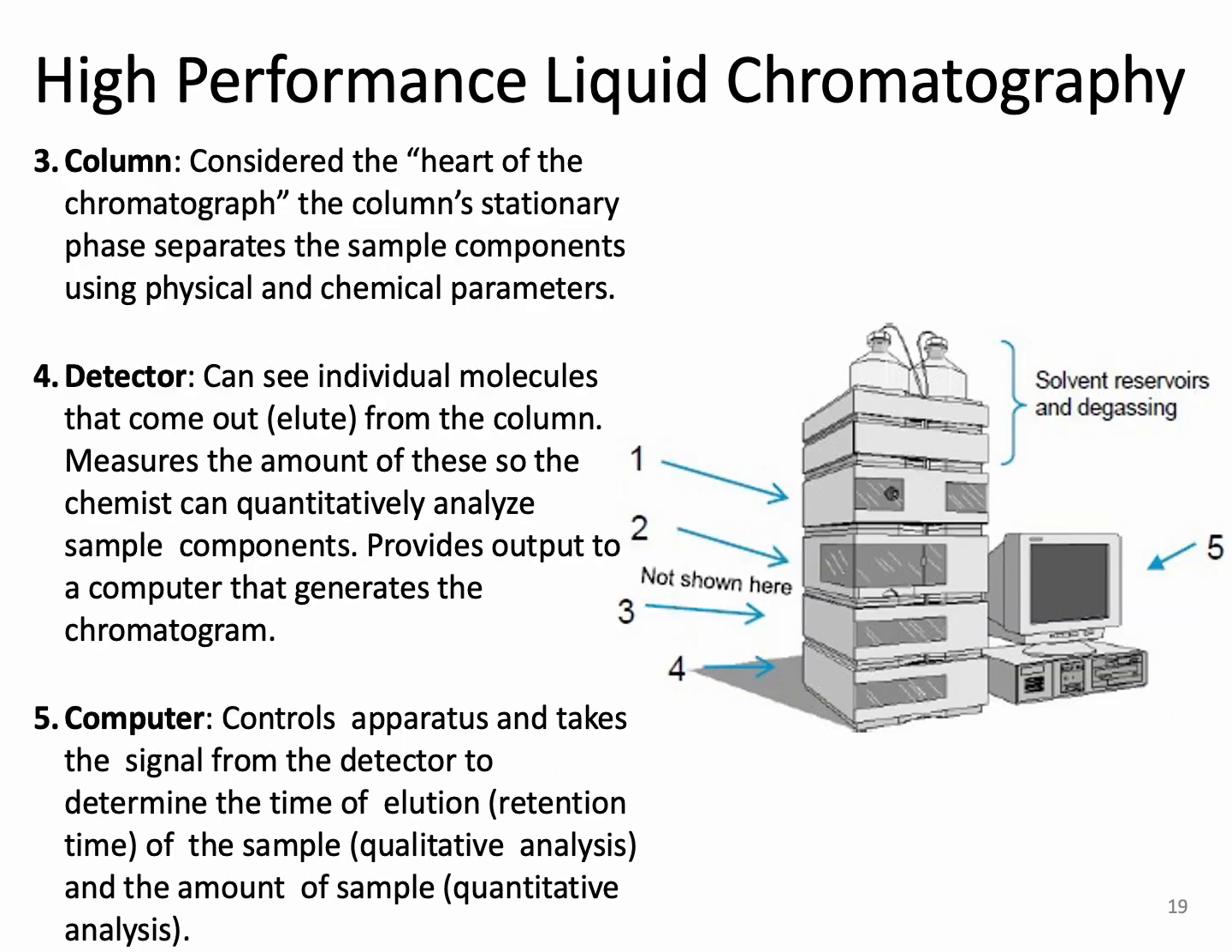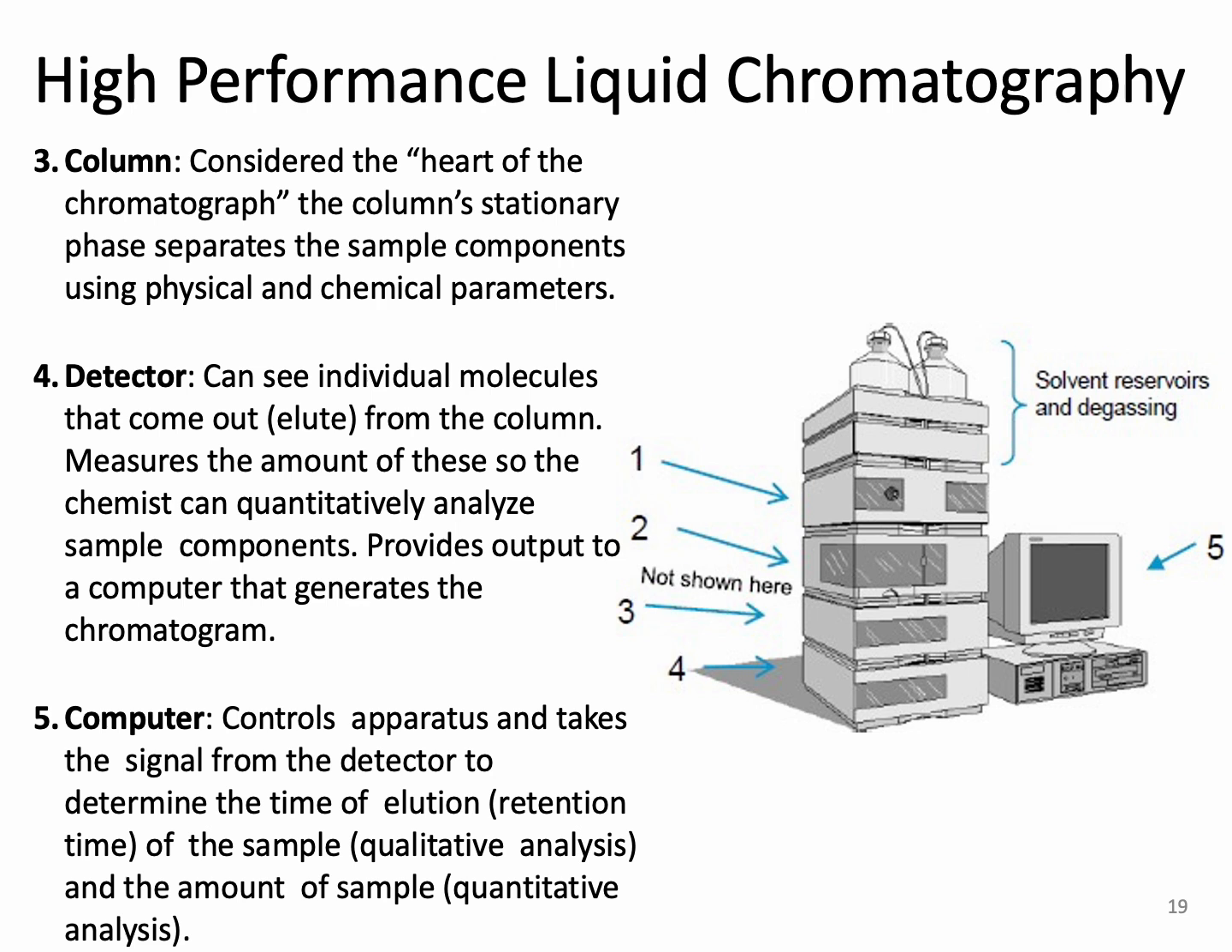Now, the third important part of the HPLC is the column itself. It's considered the heart of the chromatograph. The column's stationary phase separates the sample components using physical and chemical parameters. So it's a way for us to purify our active pharmaceutical ingredient.